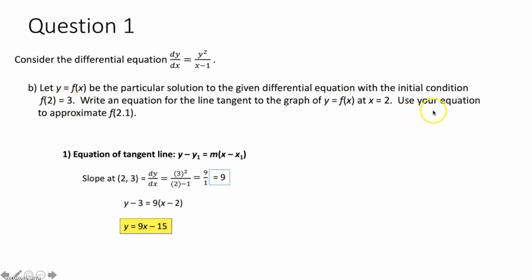Now we need to answer the second part of the question, which is to use your equation to approximate f of 2.1. So all you have to do is take 2.1 and plug it into the equation of the tangent line that you have created. So if I plug in 2.1 for x, all I have to do is just multiply that by 9, subtract 15, and I get that the approximate value of f of 2.1 is going to be 3.9.